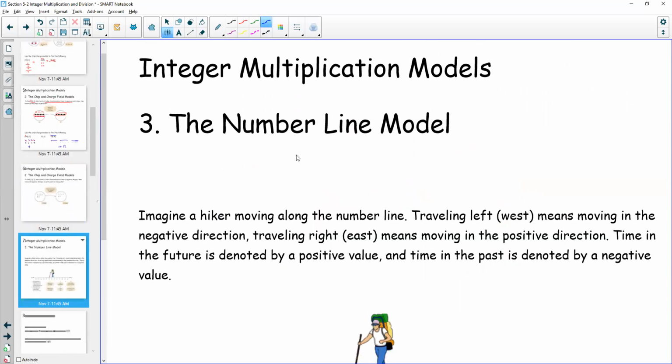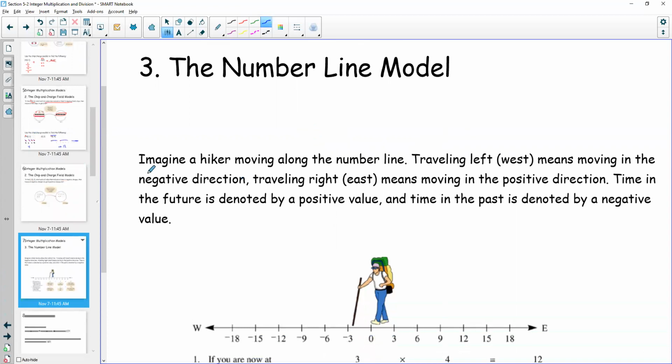The other model in multiplication is the number line. This also gets a little more complicated, so you have to stick with the story here. You ready? You're imagining a hiker moving on a number line. Okay? When he goes to the left, he's moving in the negative direction. When he goes to the right, he's moving in the positive direction.